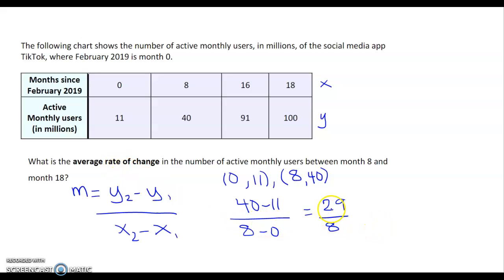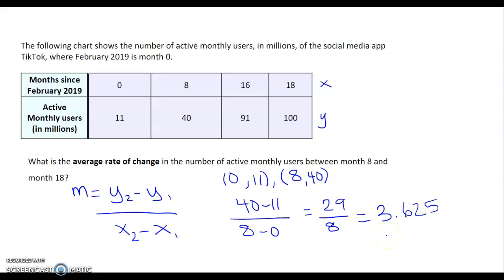So 29 over 8, and on this one, you could maybe write it as a decimal. Yeah, I would probably write this as a decimal. So I would probably write 3.625. There's no instruction on rounding it, so I would accept either on the test, 29 over 8 or 3.625. But I like the decimal a little bit better because then that tells us, okay, there are 3.625 million more users every month.